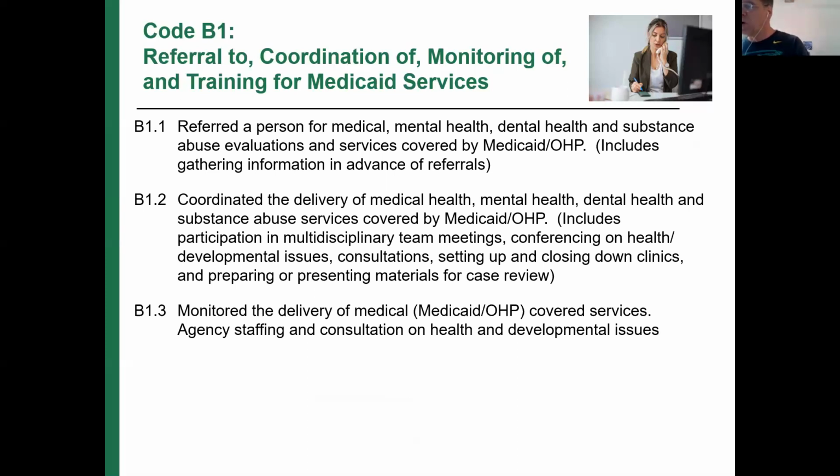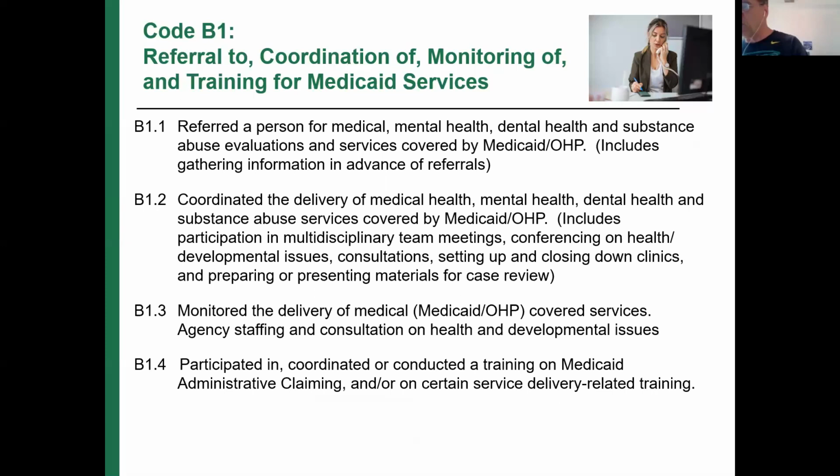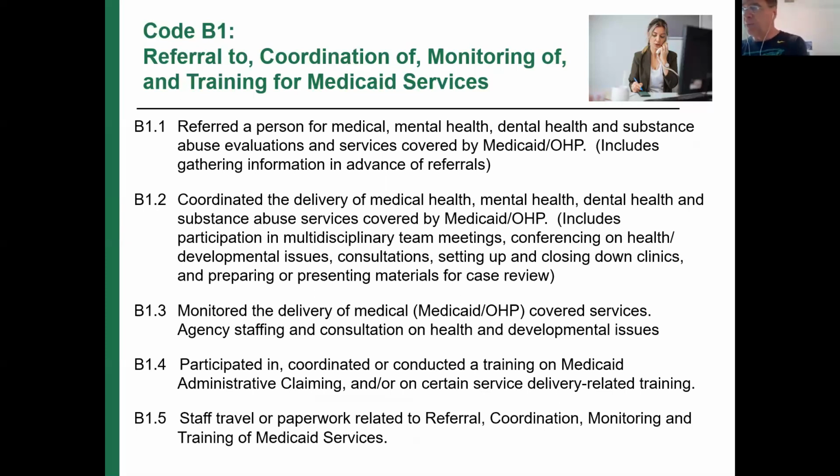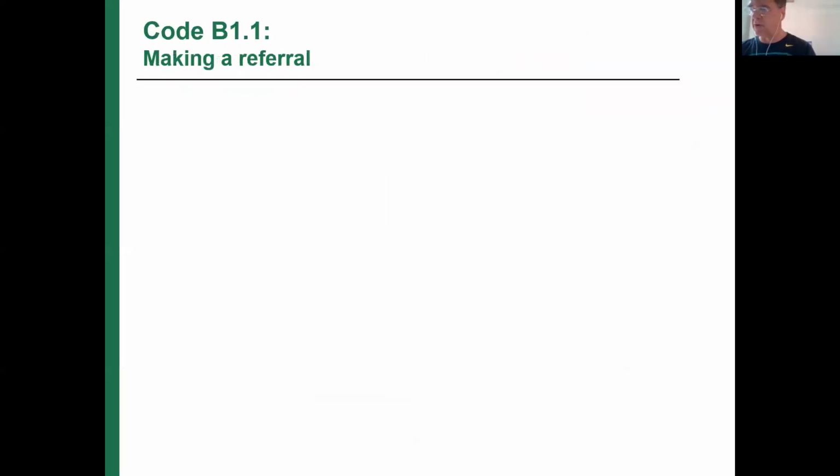B1.3 is the subcode to show that you've monitored the delivery of medically related Medicaid-covered services. B1.4 codes for time in which you participated in, coordinated, or conducted a training on Medicaid administrative claiming and/or on certain service delivery-related training. And finally, B1.5 codes for staff travel or paperwork related to the above referral, coordination, monitoring, or training activities. Now for a closer look at each of the B1 subcodes.